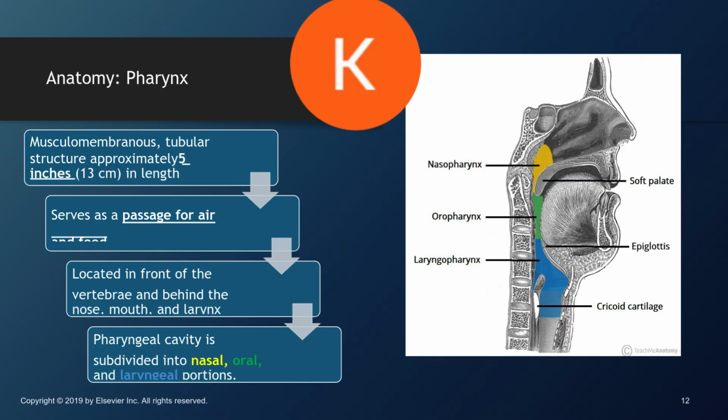Here we see in the picture the nasopharynx, which is the yellow area. It's located behind the nasal cavity. It is the passageway for the air only, and it helps direct the air towards the lung.